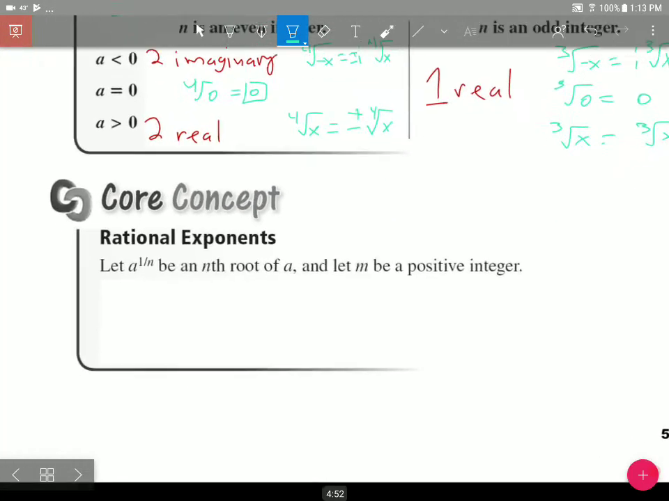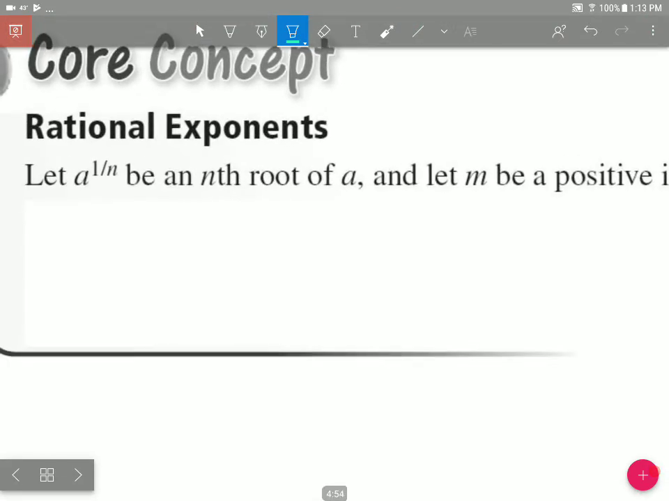All right, rational exponents. These ones are easier than they look. Yes, you can have a fraction for an exponent. Here's what that means. If I have the third root of x, that is x to the 1/3.